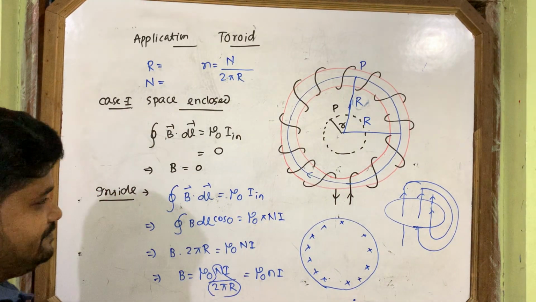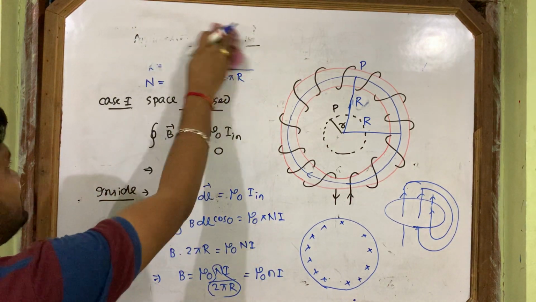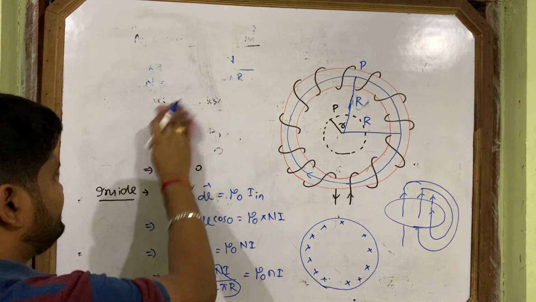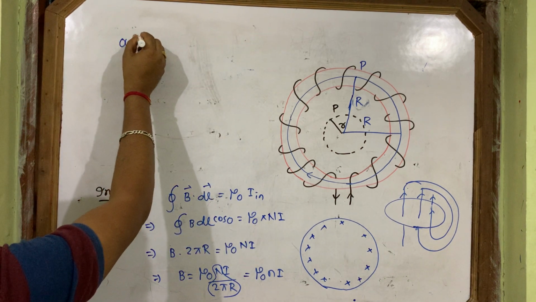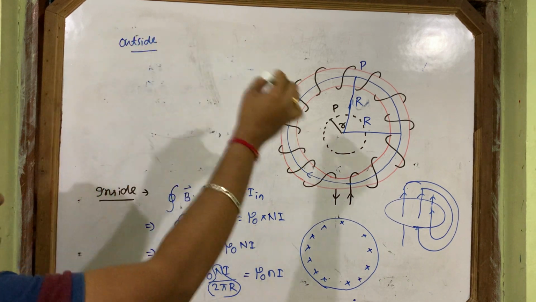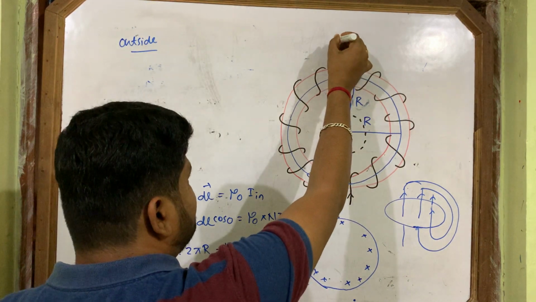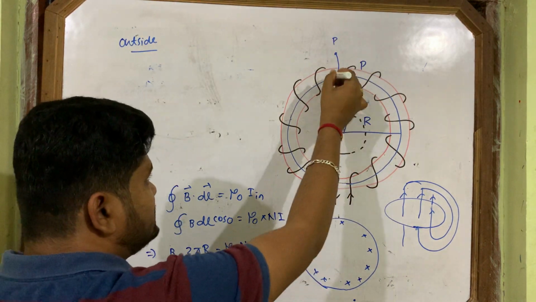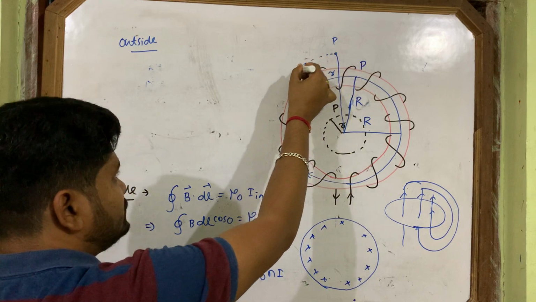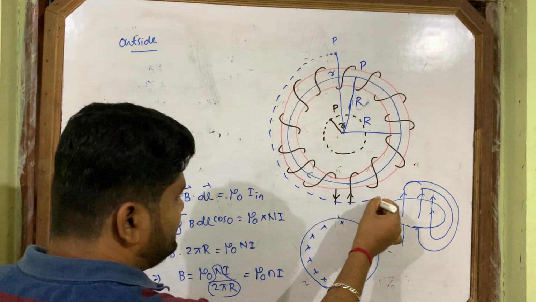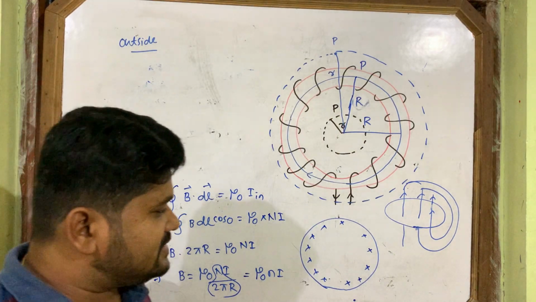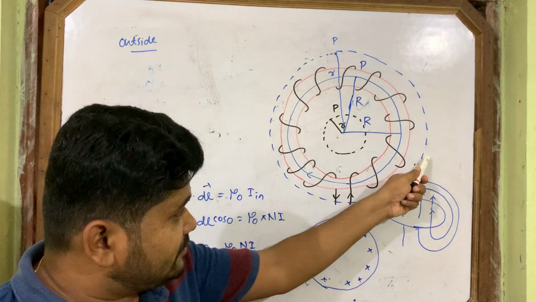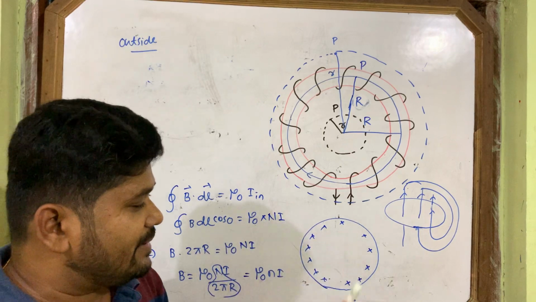But if we come outside the toroid, case 3, you see what happens. Outside the toroid, we take points here. You choose the Ampere loop, which will be like this. This dotted blue line is now our Ampere loop.